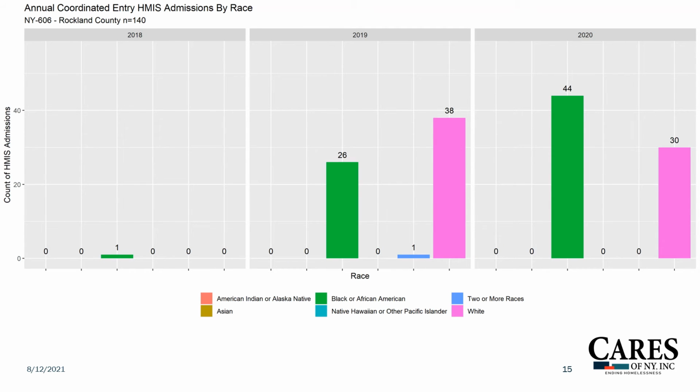Now we're looking at coordinated entry, which started to take off in 2019 and continued to grow in 2020. One change that we see is the proportion of Black or African American client admissions compared to white client admissions essentially flipped between 2019 and 2020. We can see in 2020, even with the impacts of the COVID-19 pandemic, we have more clients that were admitted of Black or African American descent than white descent.